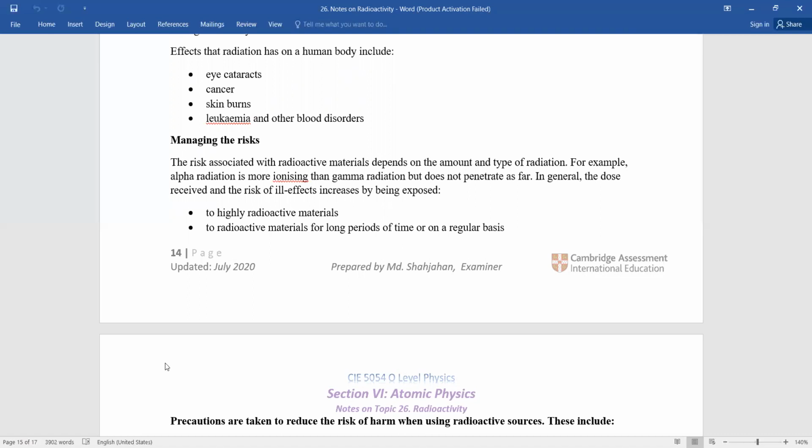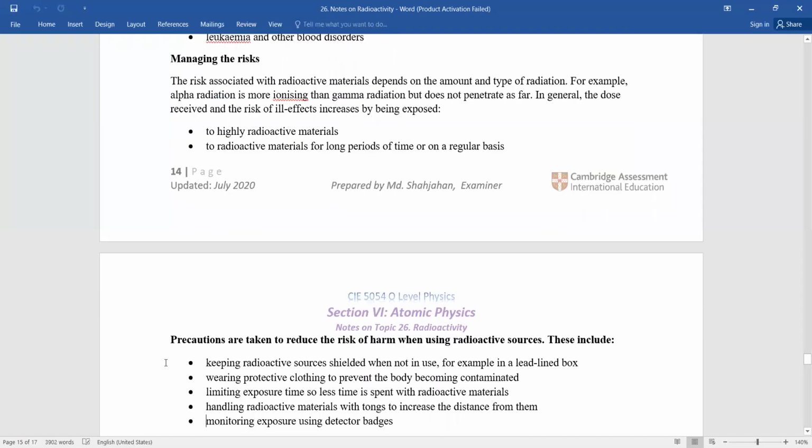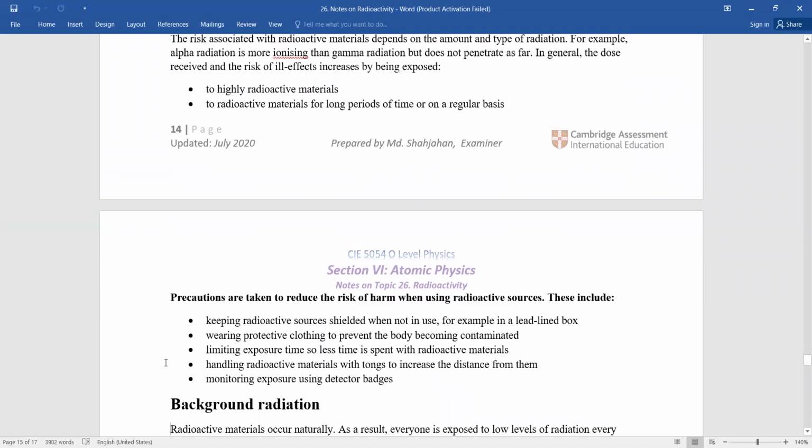Okay, then. Precautions are taken to reduce the risk of harm when using radioactive sources. These include 5 points: keeping radioactive sources shielded when not in use, for example in a lead-lined box; wearing protective clothes to prevent the body becoming contaminated; limited exposure time, so less time is spent with radioactive materials; handling radioactive materials with tongs to increase the distance from them; monitoring exposure using detector badges, a dosimeter.